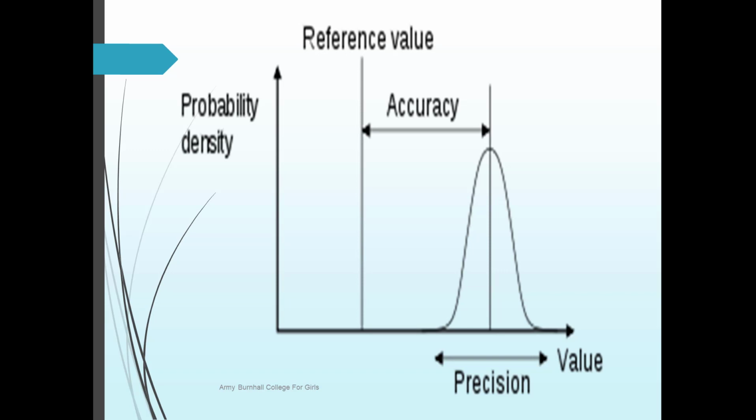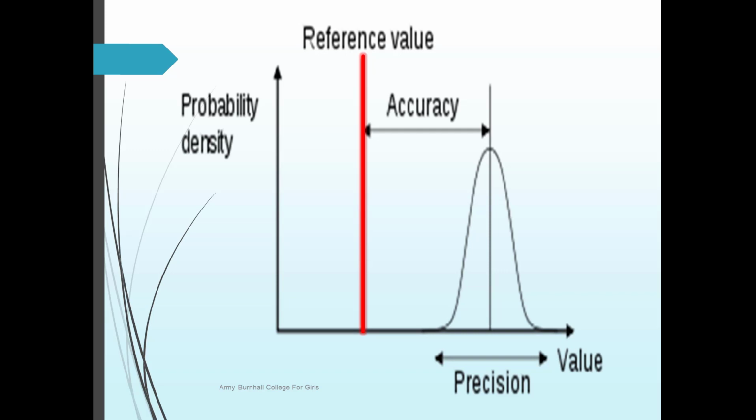Okay, if we are going to explain this with the help of a graph, what is happening over here? Let's say this red line is showing us the reference value, the true value. Along the x-axis we have the values of the different readings which we are taking, and along the y-axis we have the number of values.